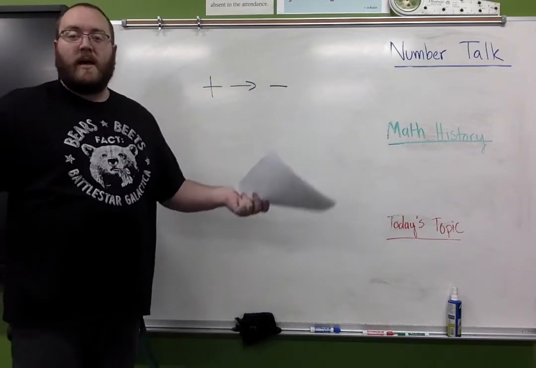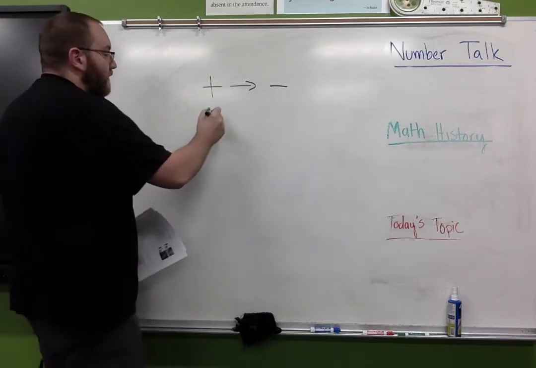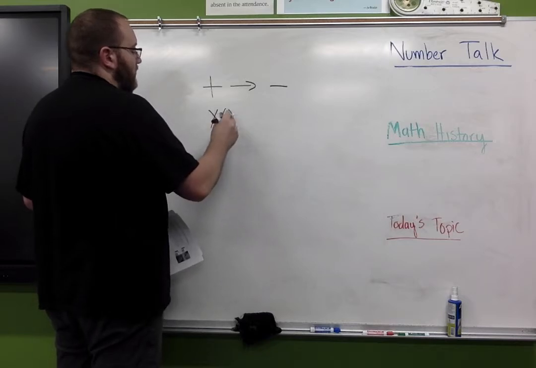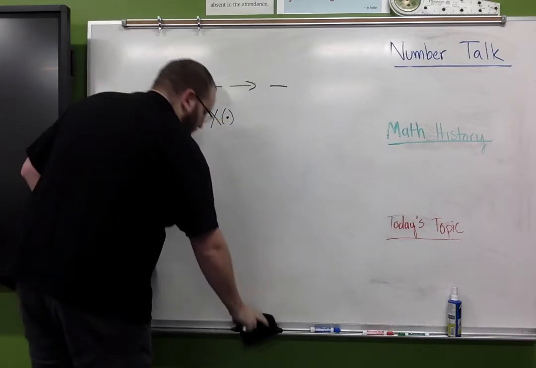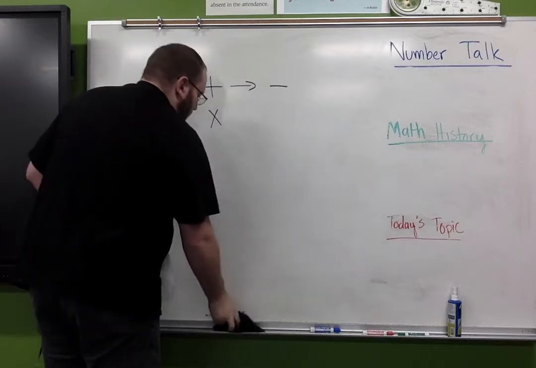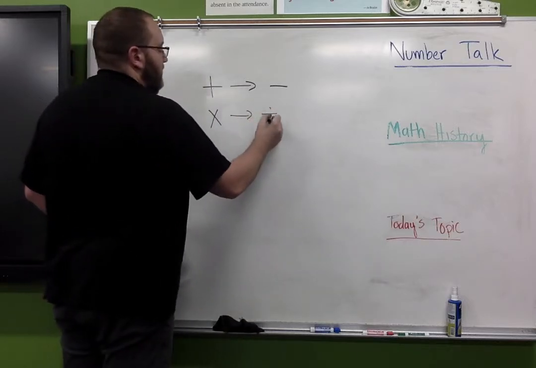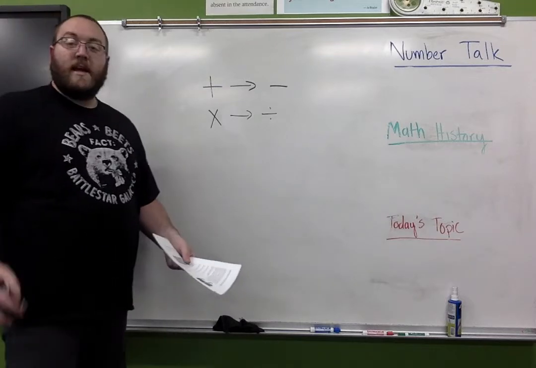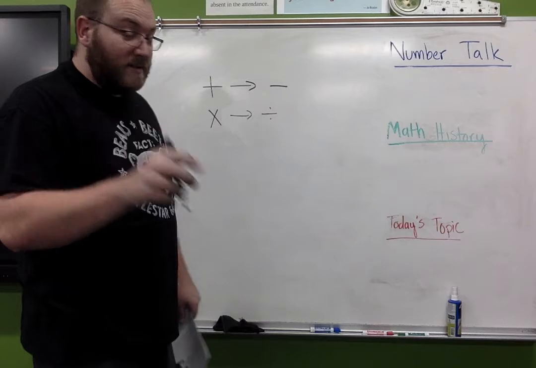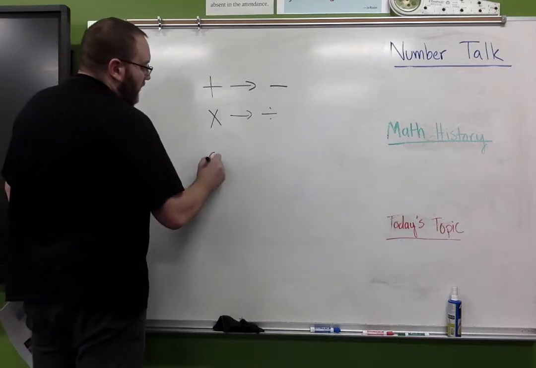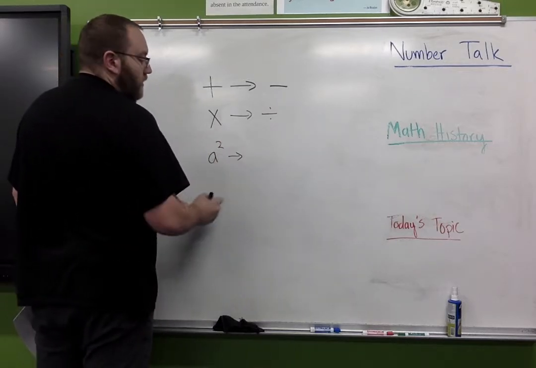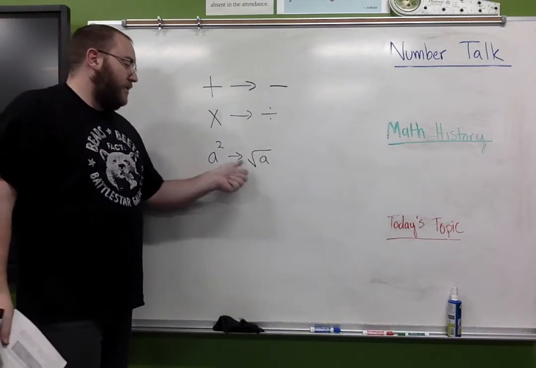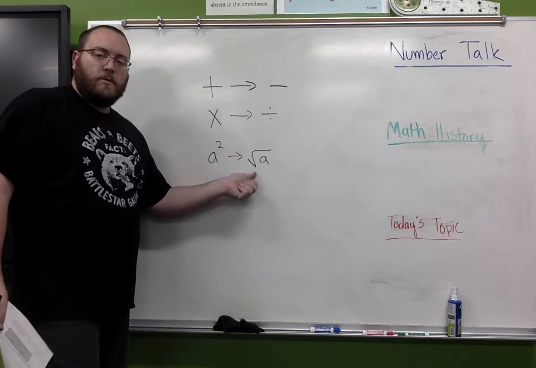What's the inverse of multiply? It's division. What's the inverse of an exponent? You learned this last year. So like a squared, it's the square root of a. The inverse operation of an exponent is a radical, is a root.